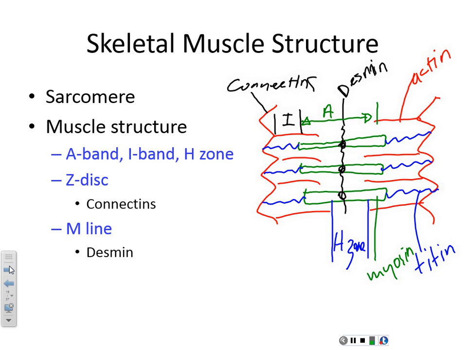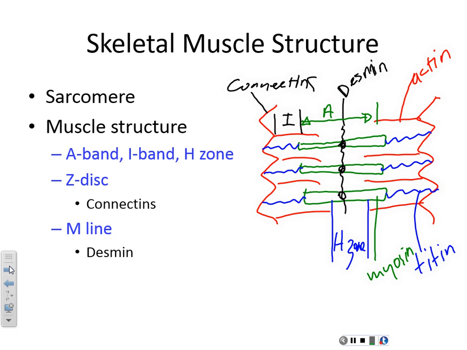So when we are contracting, what's becoming smaller? The I and the H. The I band is getting smaller here. The H zone is getting smaller here. In fact, the H zone will disappear when these overlap the actin. And then the sarcomere is also getting smaller because the Z line is moving towards the myosin, right? So that when the muscle is fully contracted, it's almost the length of the A band, right?